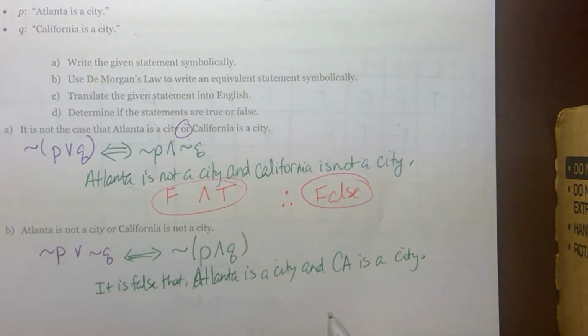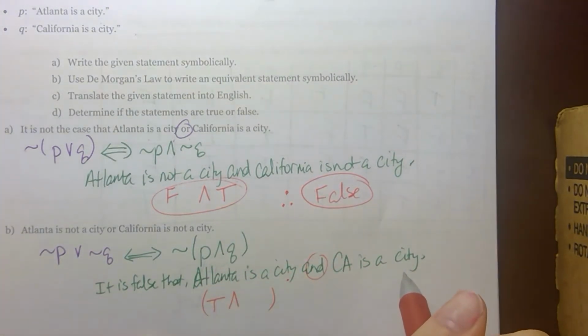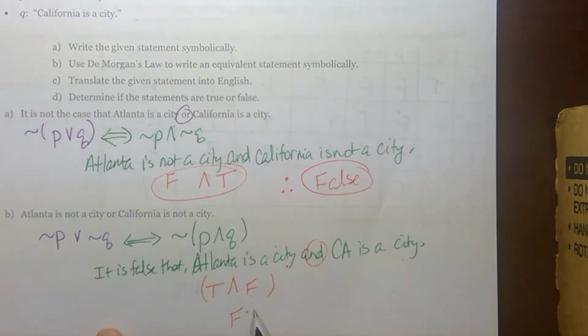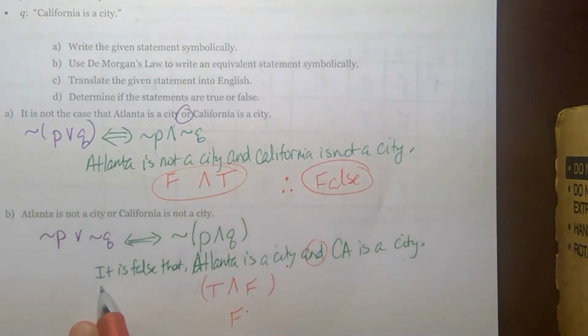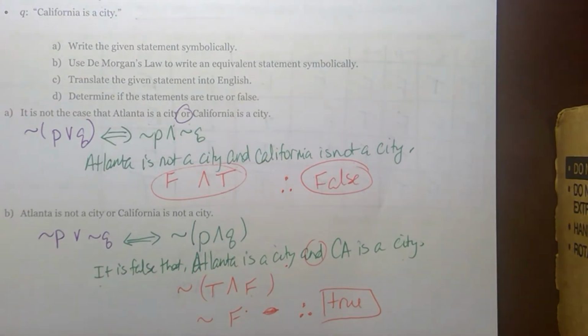It is false that. So I'm going to be negating whatever's going on in here. Atlanta is a city is true, and California is a city is false. So the truth value of this, T and F, that is false, correct? That compound is not a true compound. That conjunction is false. But I need to negate that. If I negate that, the truth value changes, and therefore what I'm saying is true.